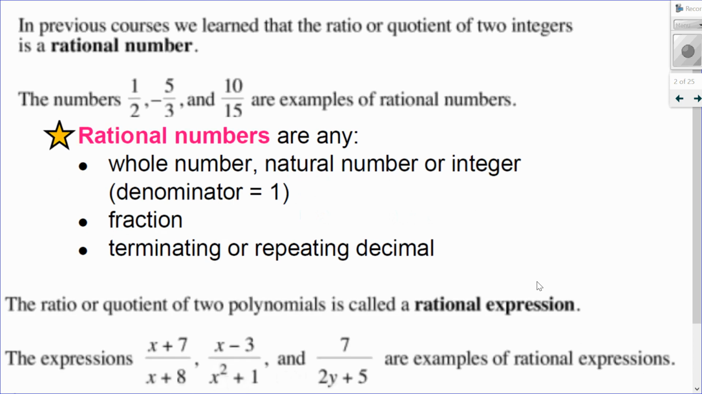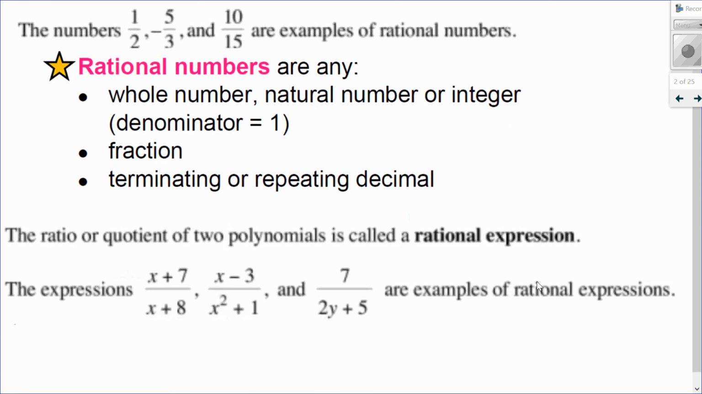Now, when we look at variables, we can look at the ratio or quotient of two polynomials, and that's called a rational expression. And these rational expressions are what we're going to study in the first 7 lessons of this chapter.